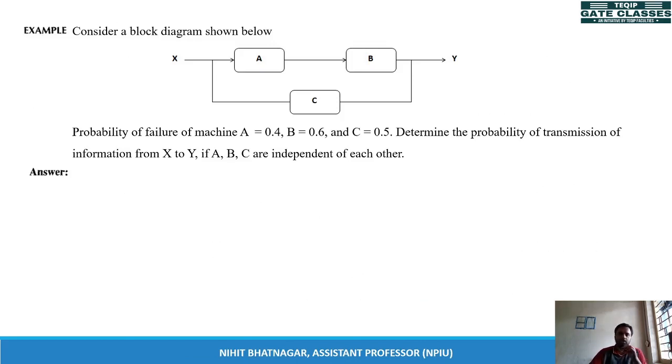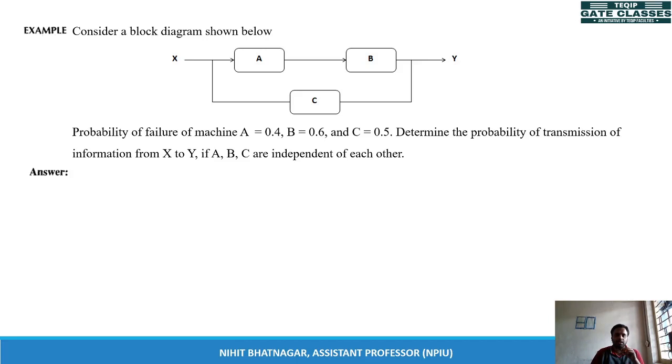Yesterday we left this question, so we discuss this question today. The question is that the given block diagram is shown below. This is a block diagram. Probability of failure of machines A, B, and C.